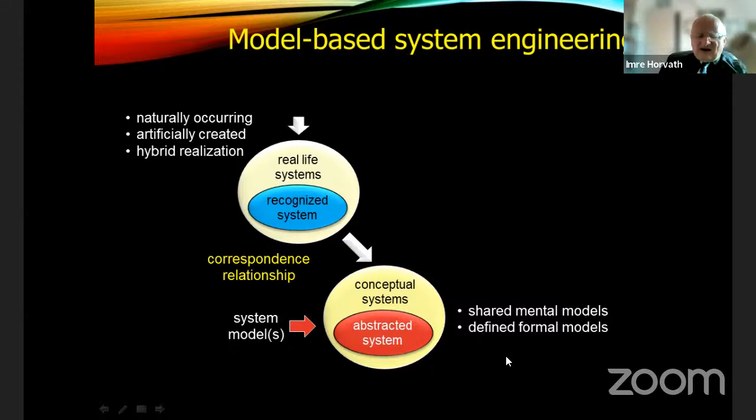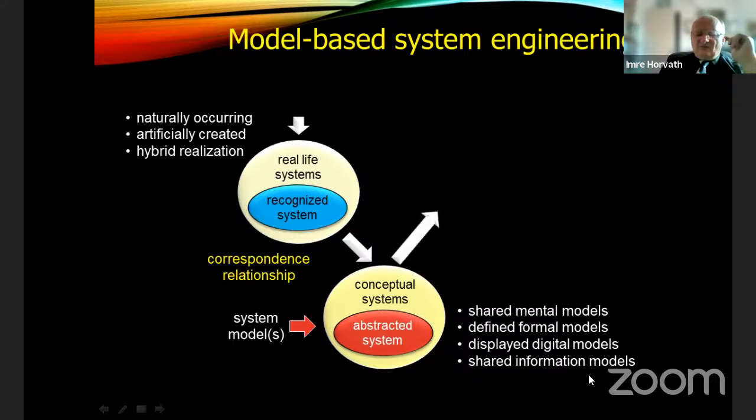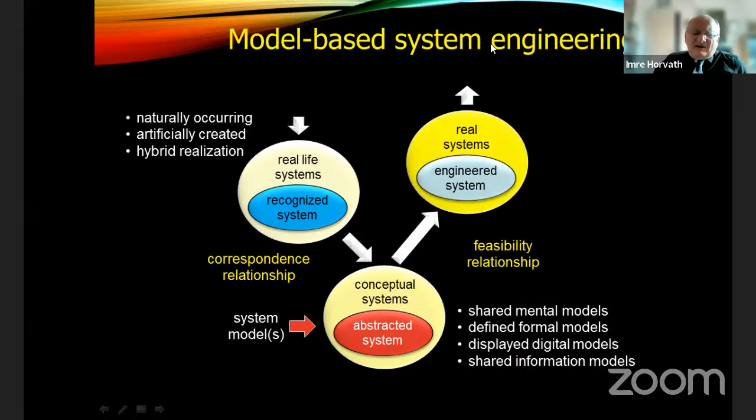And then the process goes further, because, oh, sorry, I have to mention here that, for instance, when we are talking about models, it has aspects like sharing human mental models, defining formal models, displaying digital models, and sharing informational models. And then the process goes further, and we create a kind of feasibility relationship with the systems which are implemented. This is the real system, and these are the engineered systems.